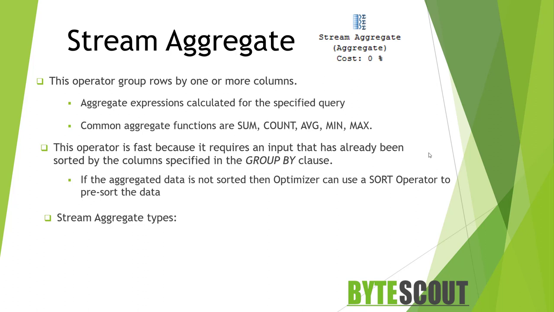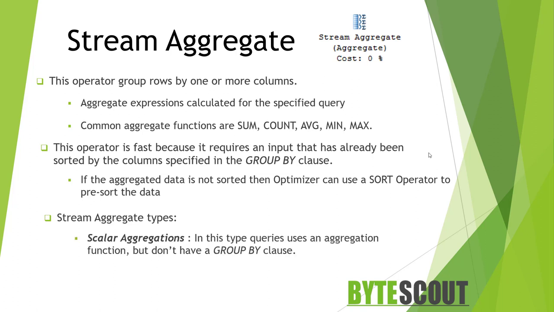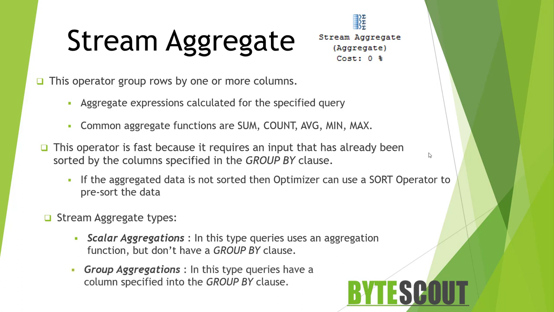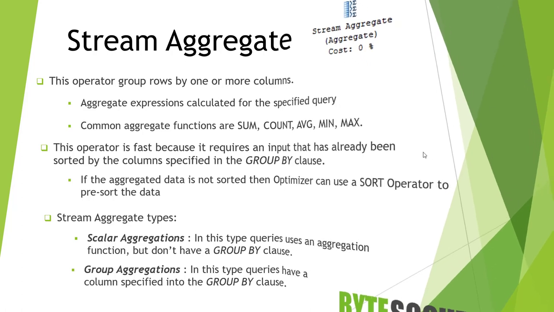A stream aggregate is divided into two types: the scalar aggregation and the group aggregation. Scalar aggregations are queries that use aggregation functions but do not have a group by clause, and group aggregations are queries that have a column specified in the group by clause. Now let's perform the demo for each of these aggregations.